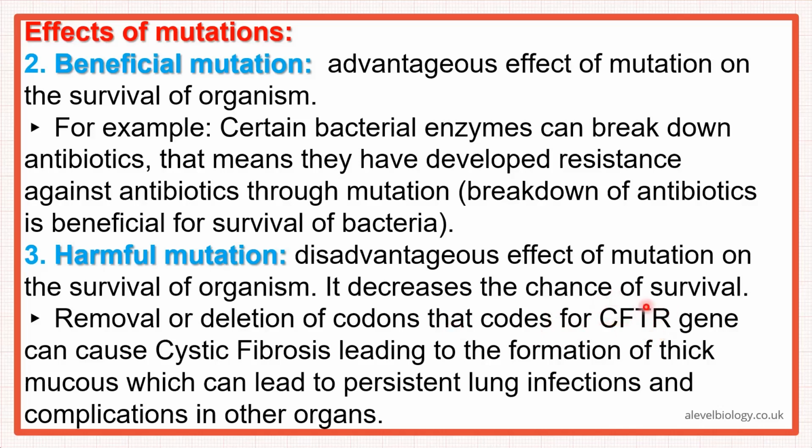So there's this particular gene there. Okay? It can cause cystic fibrosis, leading to the formation of thick mucus, which can lead to persistent lung infections and complications in other organs. Right? So again, if this gene is not there, it will lead to thick mucus production. ठीक है, और thick mucus बन रहा है, तो it is blocking the lungs, ठीक है, causing lung infections, and it is causing complications in other organs as well. ठीक है, तो ये एक harmful किस्म की mutation है. Clear?